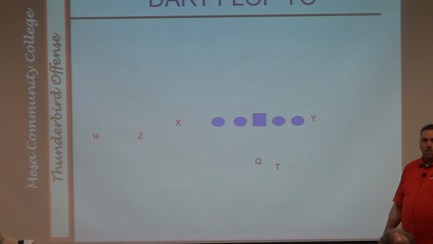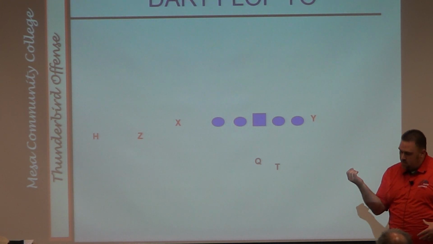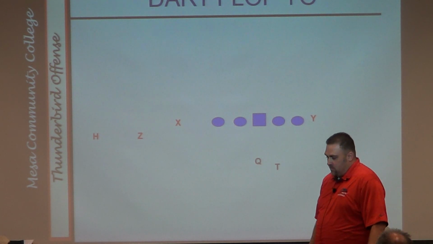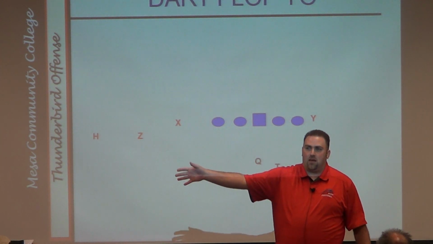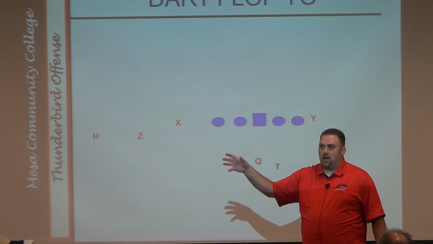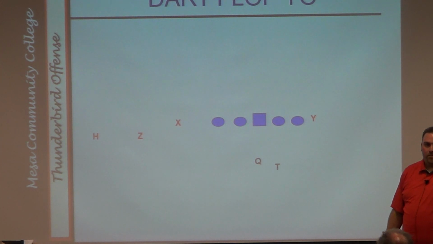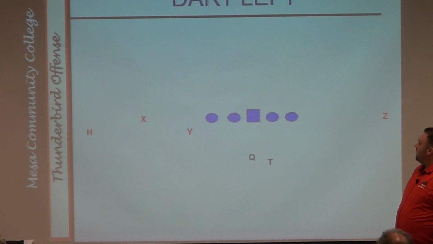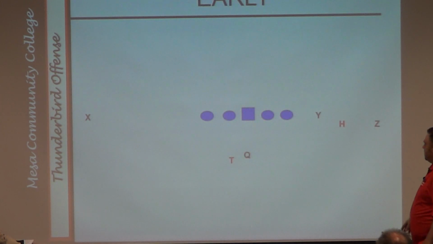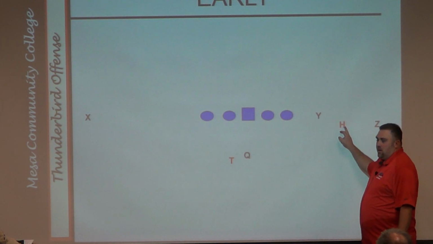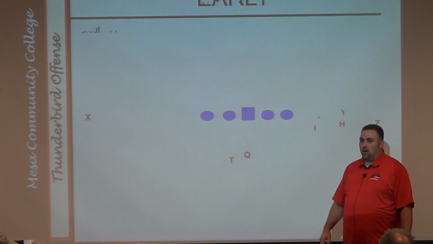So now, the reason I'm telling you guys this is, I had a really hard time going trips left and trips right, and having my guys in the same spots all the time. There's certain plays you want certain guys in certain spots, depending on what kind of athlete they are. All right, go ahead. Dart left. Early. Just brings the H over inside of the Y. Now the T, he goes opposite of the H.